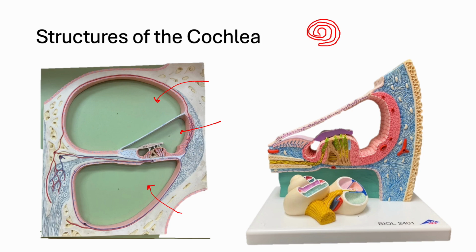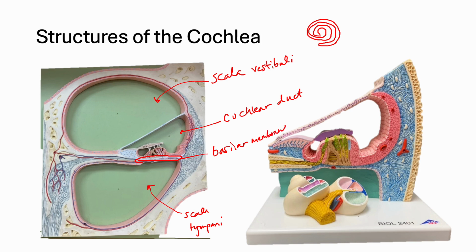Our superior part is called the scala vestibuli. This intermediate part is called the cochlear duct. And this inferior portion is called the scala tympani. Those three fluid-filled parts are separated by some membranes that are important for us to know. The first one is this membrane right here, and this is called the basilar membrane. And then we have another important structure called the tectorial membrane.